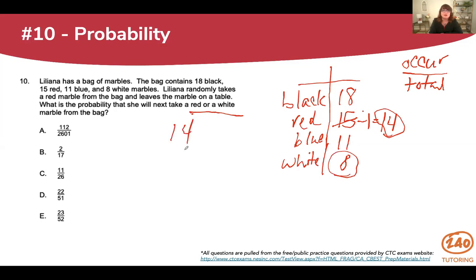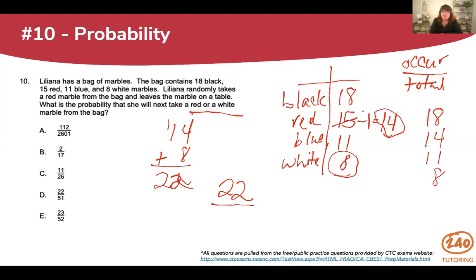14 plus 8, if you need to write that out, you can, is going to give us 22. So that's how many times it could occur. And then we have to put that over the total. So we've got to add all of those marbles up. What's our total? 18, 14, because that one red one's gone, 11 and 8.